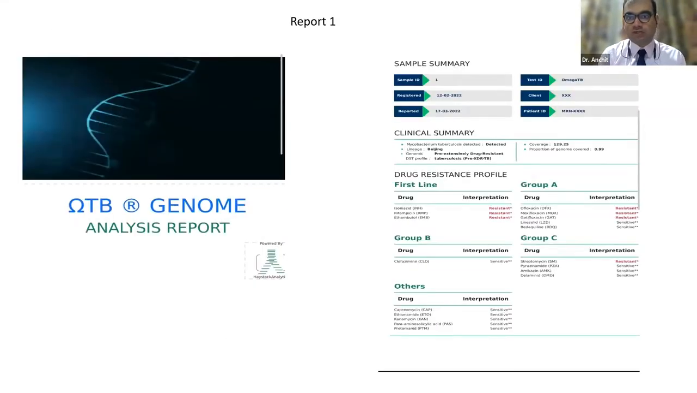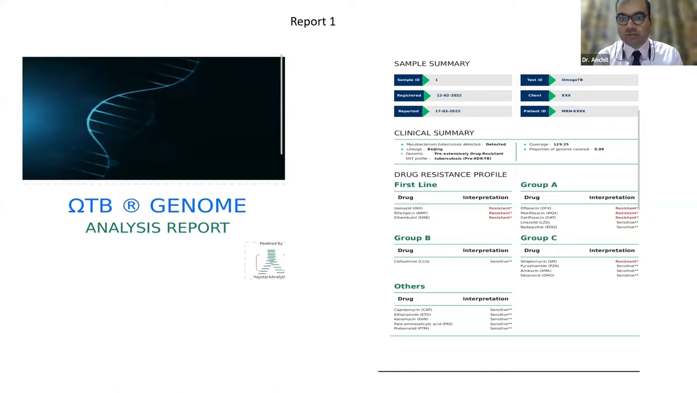So I'm just showing a sample report also. This patient underwent WGS, and it came out to be isoniazid and rifampicin resistant, as well as resistance to other first-line drugs like ethambutol. And in group A, he came out to be resistant to moxifloxacin, whereas sensitive to linezolid and bedaquiline. So based on this only, although we don't need to worry about drugs like ethambutol and streptomycin resistance, we can confirm that the patient has now developed pre-XDR-TB.